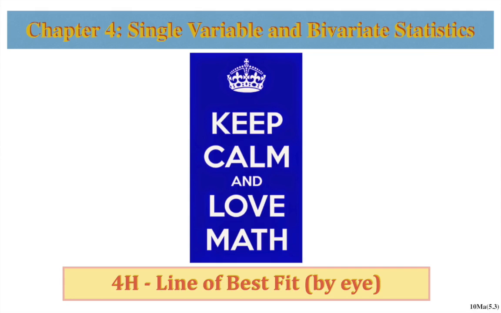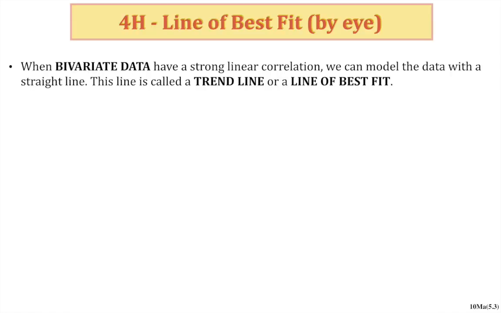Today we're going to be looking at exercise 4H, which is our final exercise for chapter 4. And we're going to be finding lines of best fit, which are also sometimes called trend lines. But we're not going to be doing it in a technical way. We're just going to be using our eye to get an approximate fit. So let's talk about some of the information that we need to have an understanding of.